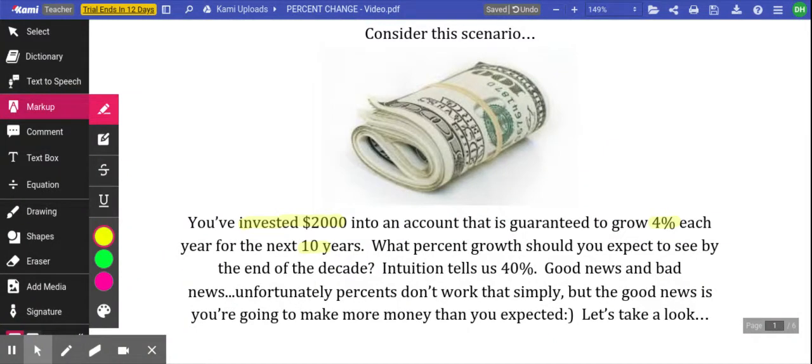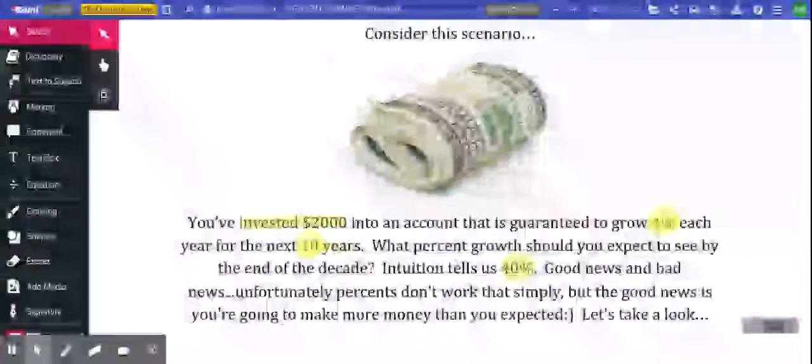Now, I think our intuition tells us it should be 40%. We'll just multiply the 4% by the 10, and that should come out to be 40%. Well, I've got good news and I've got some bad news. First, the bad news. Unfortunately, percents don't work that simply. It's a little more complex than that, and that's what we're going to dive into. But the good news is you're going to be making more money than you expected. So let's take a look.